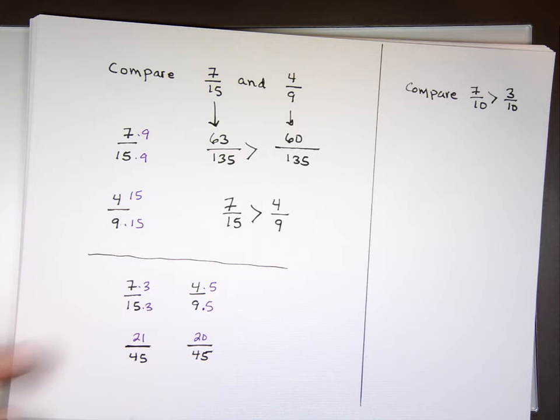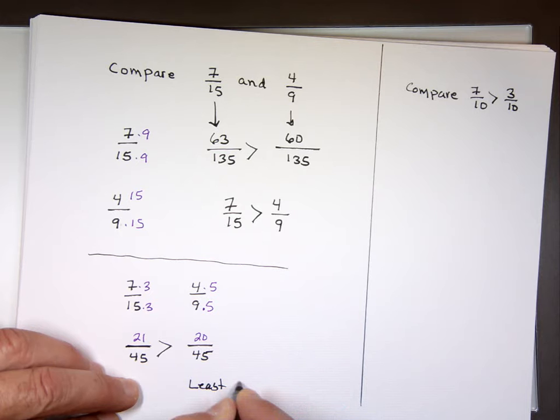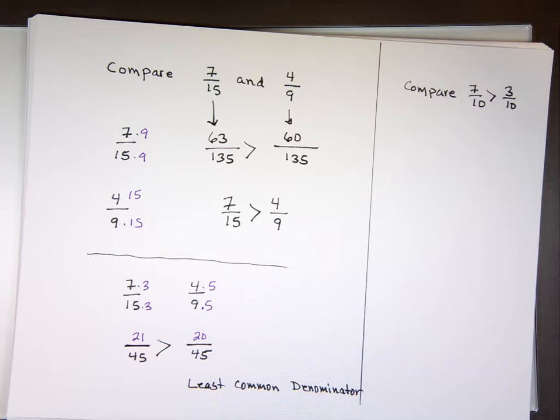Now, where did I come up with the 45? Or how did I come up with the 45? That's next class. That's called the least common denominator. 45 is called the least common denominator, the smallest one. How do you get it? Next class. Yes. There was a question there. So I chose the 45 because I know that's the first one. I just put it there without showing how I came up with it till next time.